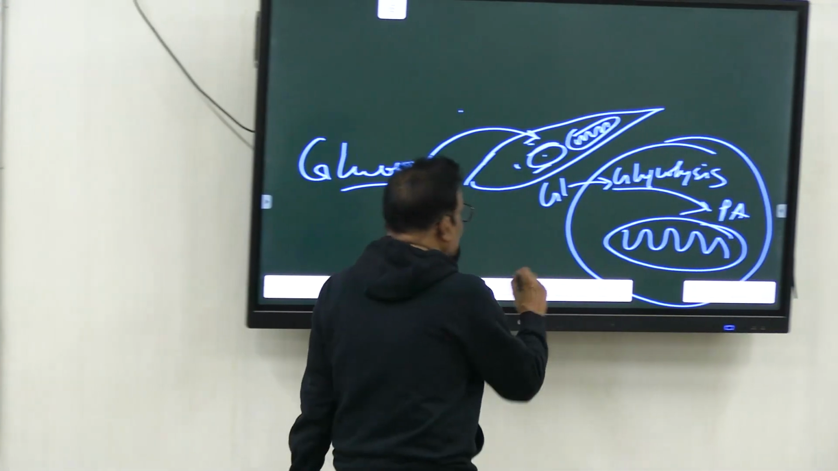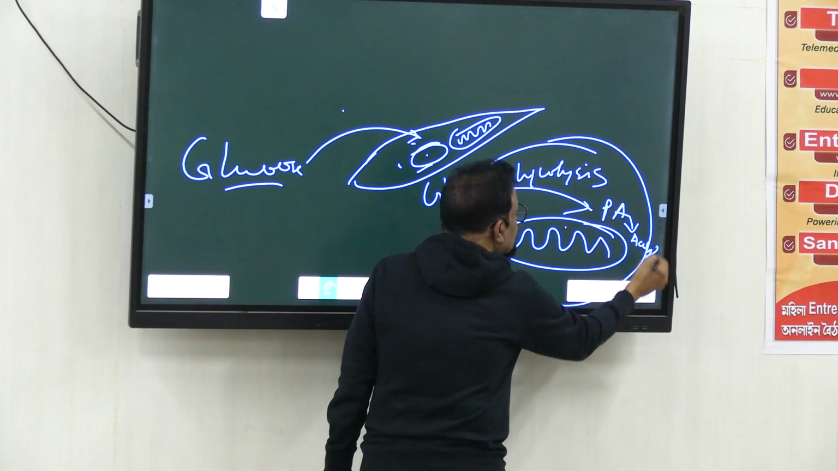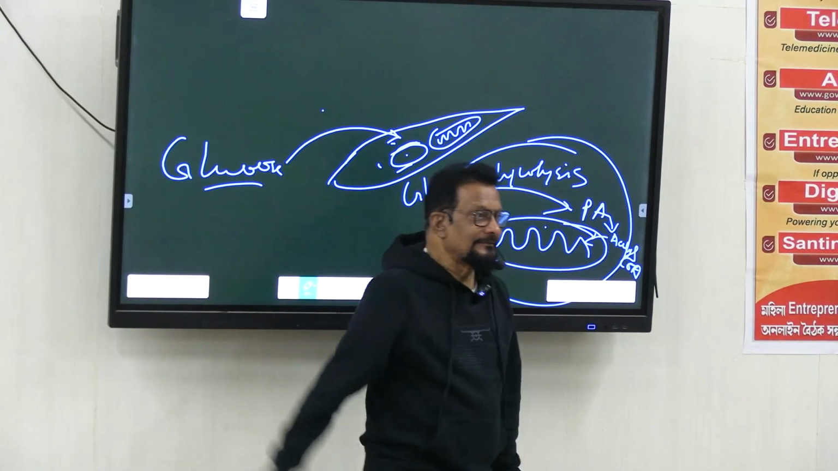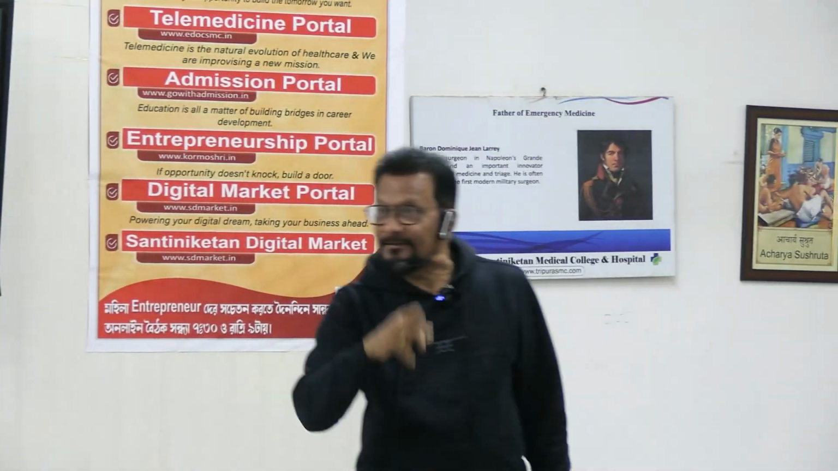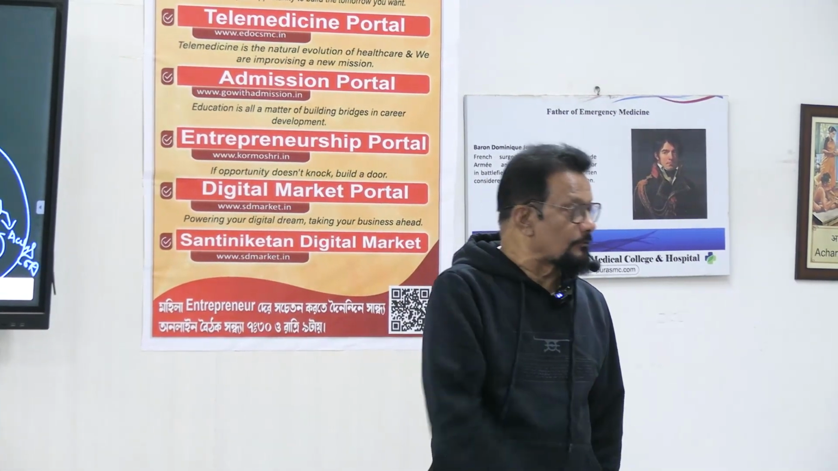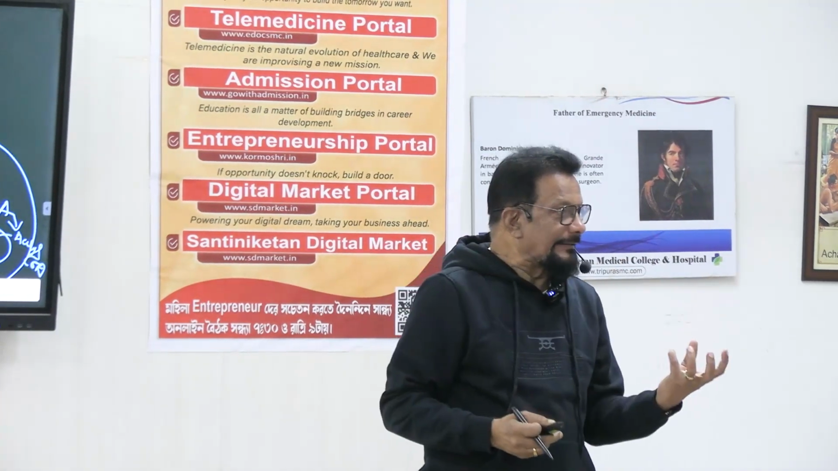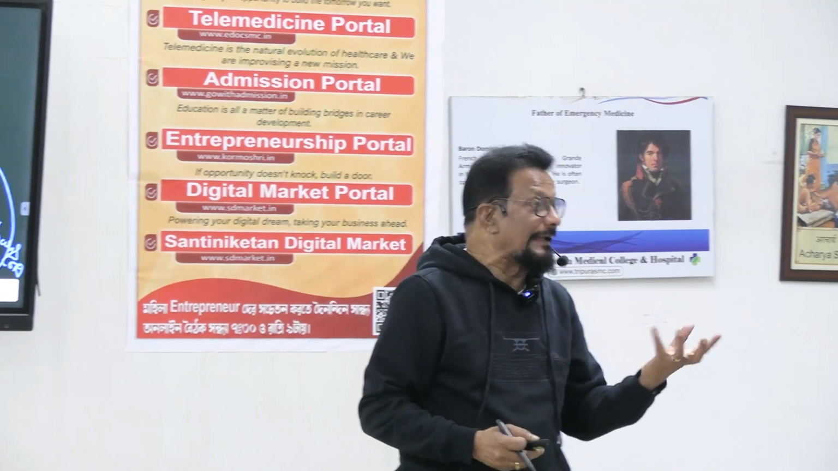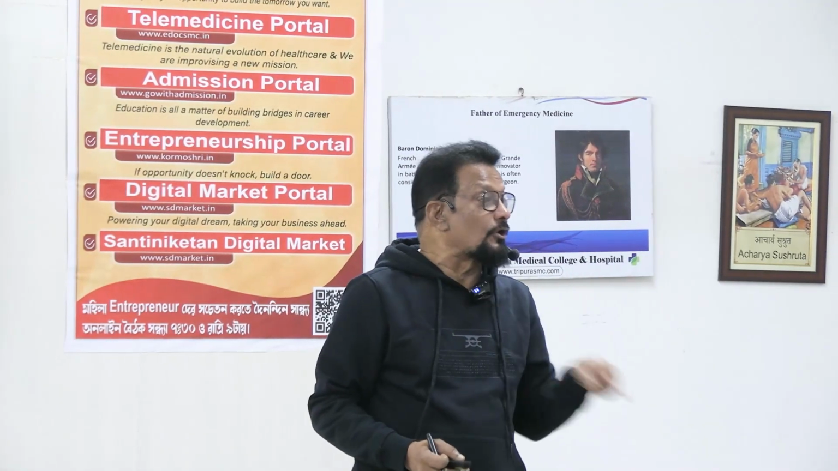Now this pyruvic acid, before entering here, will be converted into acetyl CoA, acetyl coenzyme A. Now this will enter into the mitochondria and join the Krebs cycle, the TCA cycle. There it will be oxidized, and 12 molecules of ATP will be produced from each acetyl coenzyme A. Ultimately, you will be getting ATP or GTP at substrate level, and you will be getting NADH2, FADH2. This NADH2, FADH2 will be oxidized in the electron transport chain.